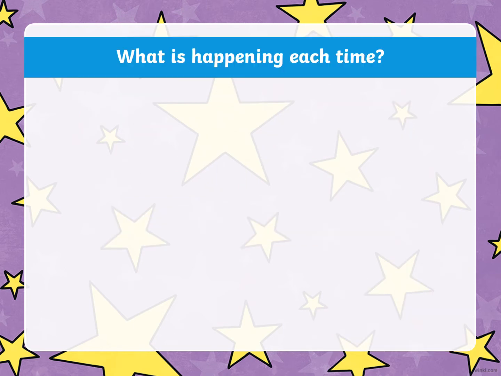So let's have a look at another one and work out what is happening each time. 5, 10, 15, 20. The numbers are getting bigger as we move to the right. The numbers are ascending in size. They're getting bigger. What do you do to get from 5 to 10? Have a think. You add 5. To get from 10 to 15, add 5. And so on. Can you work out what the next number would be?